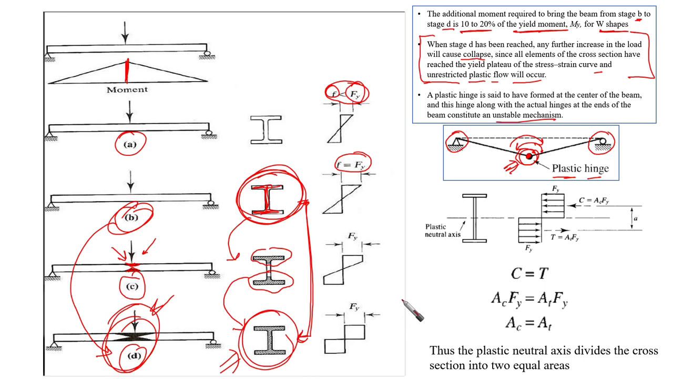Okay, so let's see what is happening when we reach the plastic hinge, or stage D. If we look at the cross section here, we find that F yield is going to be developed across the whole section, the top and bottom fibers, and it is going to be equal here. This is the amount of stress that can be resisted by each fiber, whether in the flange or the web. F yield is going to be the same.